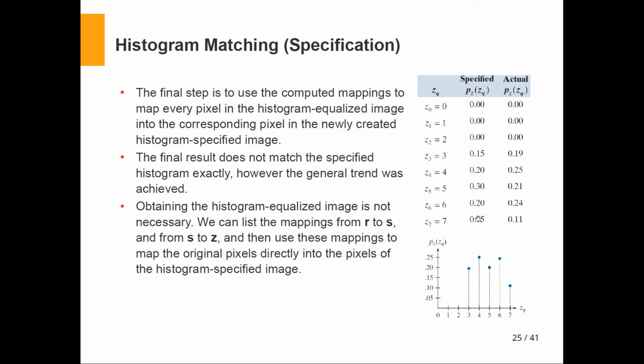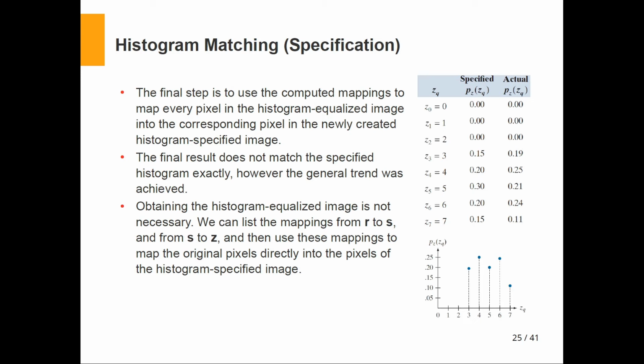This table, the middle column, shows the specified histogram that we aimed for, and the last column shows the actual probabilities that we got as a result of the histogram matching process. Of course, you can see it's not a perfect match, but if you look at the shape, it's much more similar to the specified histogram than the input image was. And there are several reasons for that.